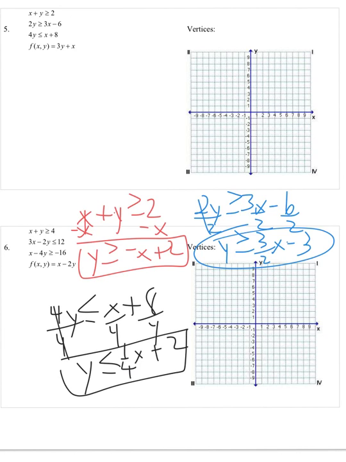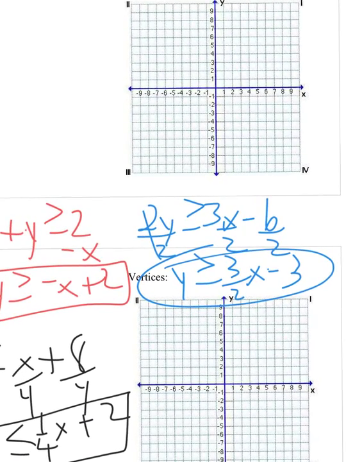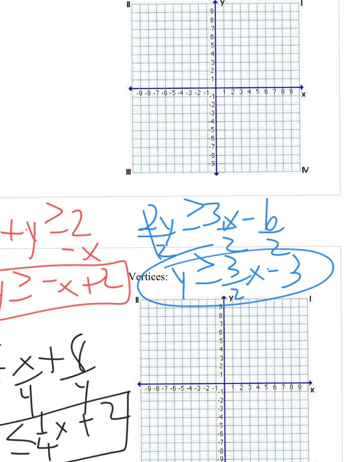Okay, so now we're going to have to graph these on the coordinate plane up there on the grid that I give you. So the first one, let me make this a little bit bigger. We have y is greater than or equal to negative x plus 2. So positive 2 is my y-intercept, and we'll do that in red. My slope is negative 1 over 1, so I'm going to go down 1, right 1, and repeat it, because we're going to have to find vertices or intersection points.